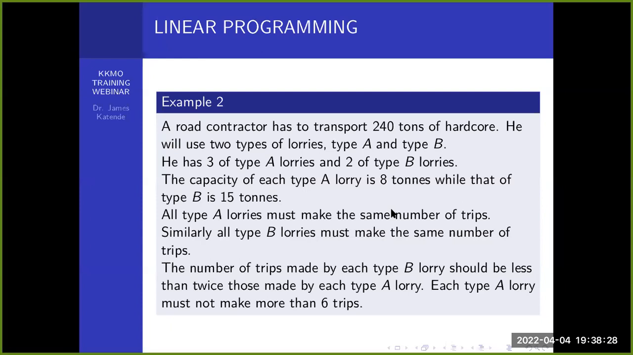So we're told the number of trips made by each type B lorry should be less than twice those made by each type A lorry, and each type A lorry must not make more than 6 trips. So this is all the information we have. We have the questions to be answered.